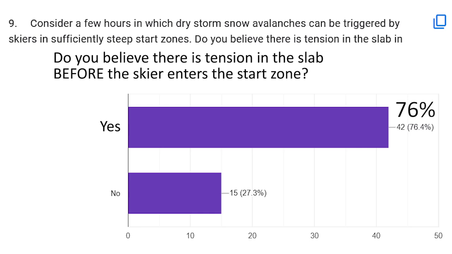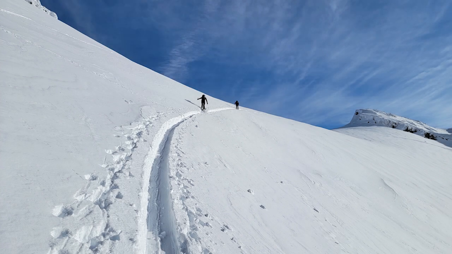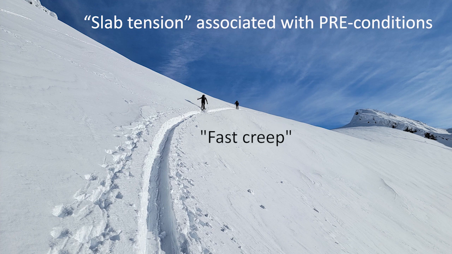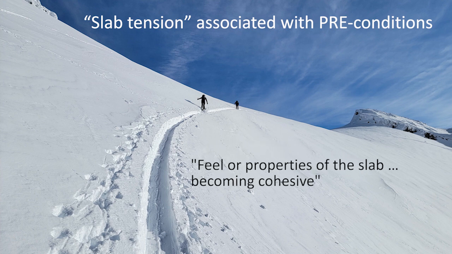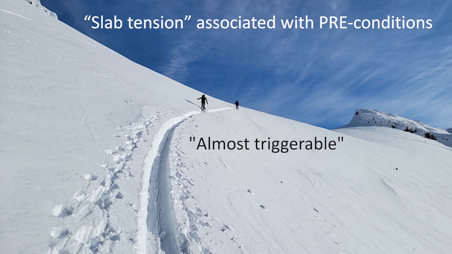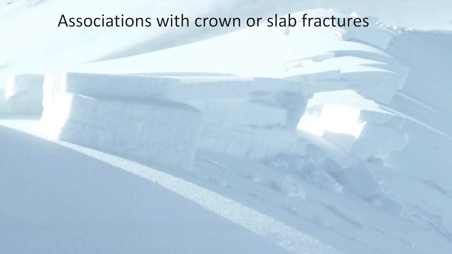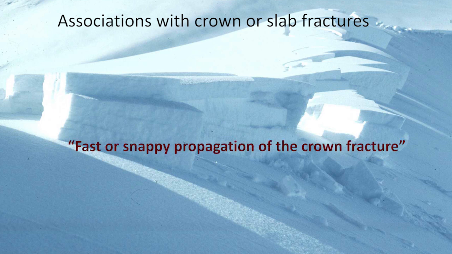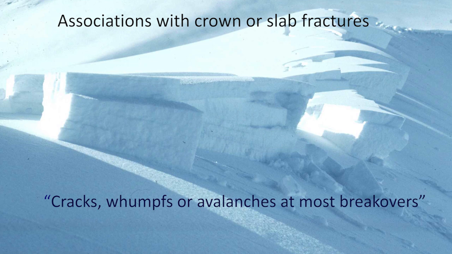In the comments and in email messages, quite a few avalanche practitioners associated slab tension with preconditions that contribute to slab avalanche release. These include fast creep, the way the slab felt or a change in the properties of the slab. Some mention increasing slabbiness or cohesion of the slab, triggerable or almost triggerable, stiffer but not yet reactive, and others associate slab tension with avalanche release or crown fracture, fast or snappy propagation of the crown fracture, cracks, woofs, or slab avalanches at most breakovers.